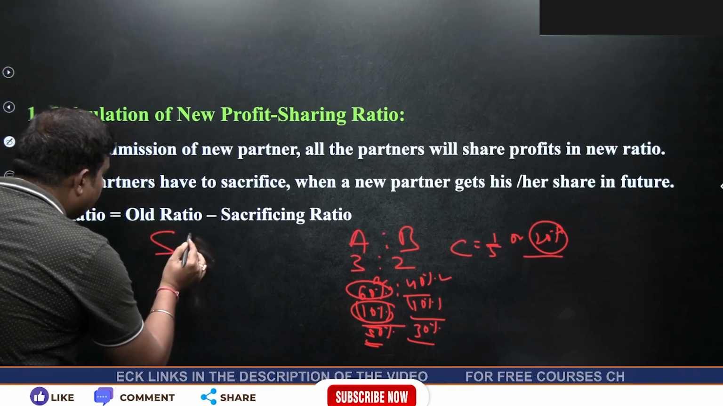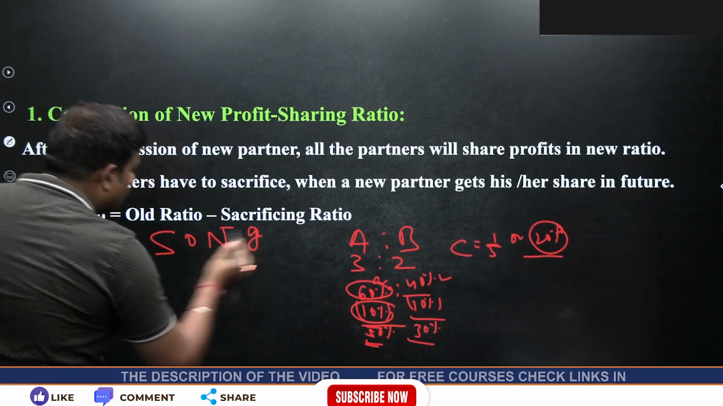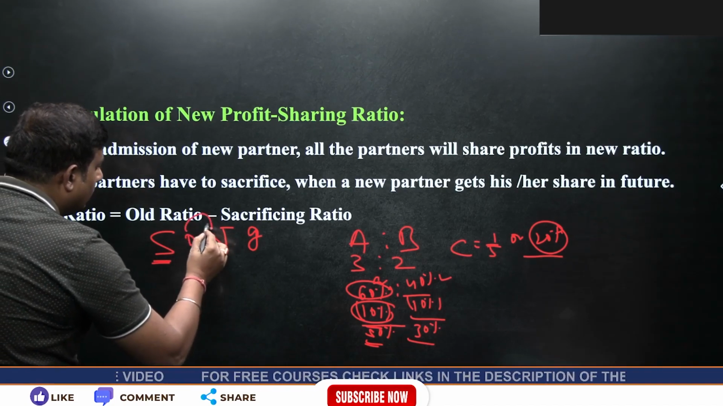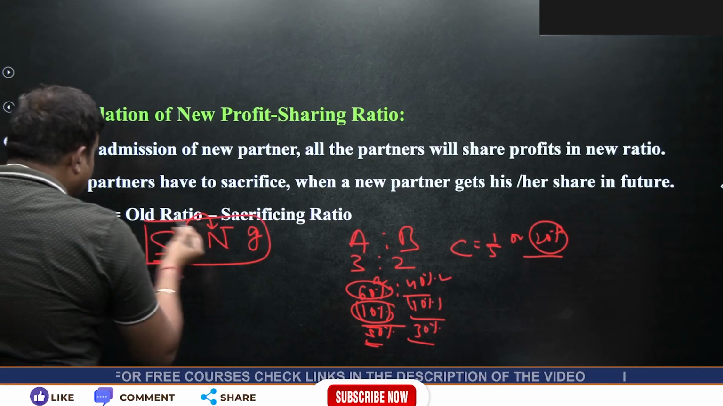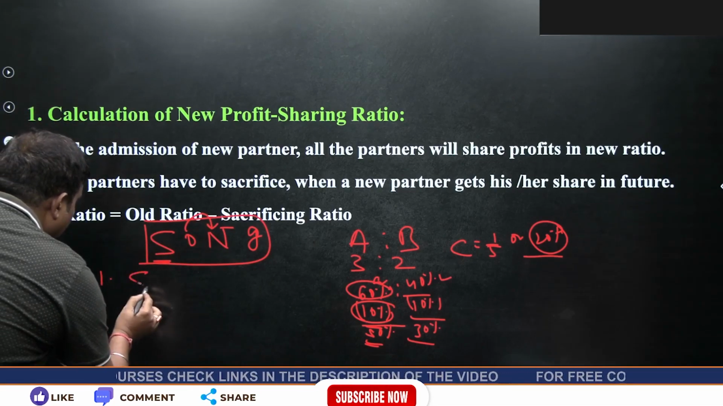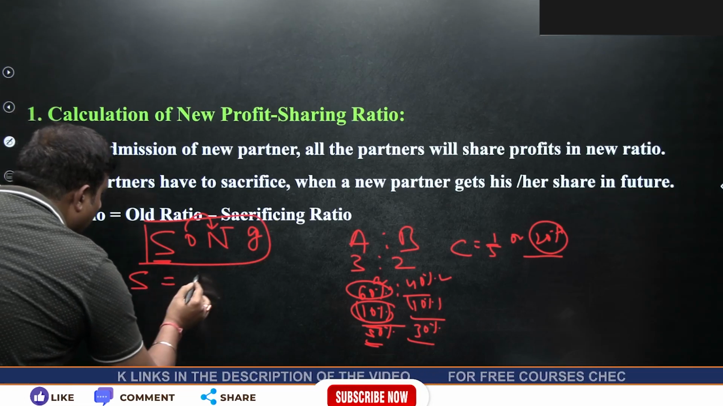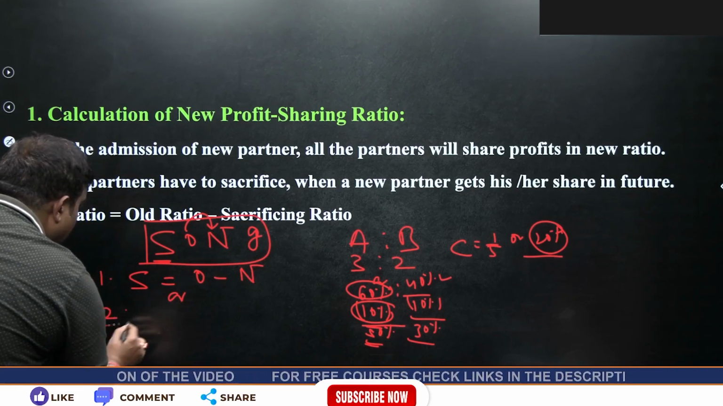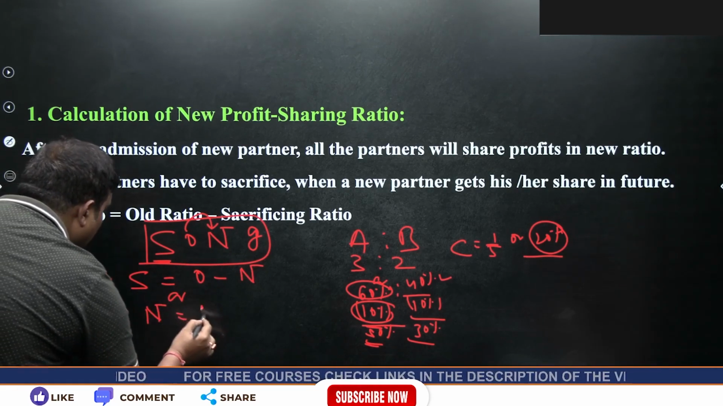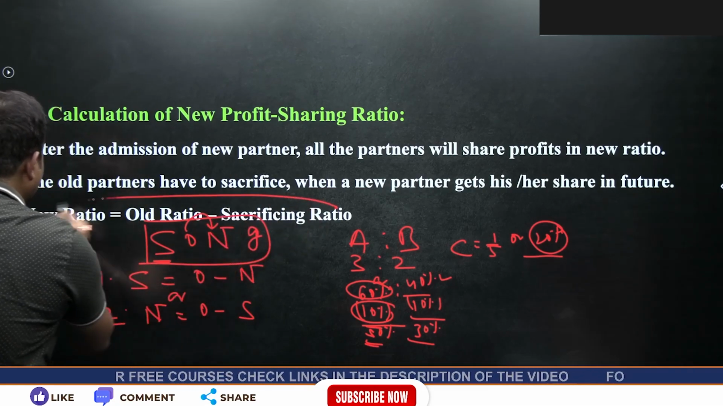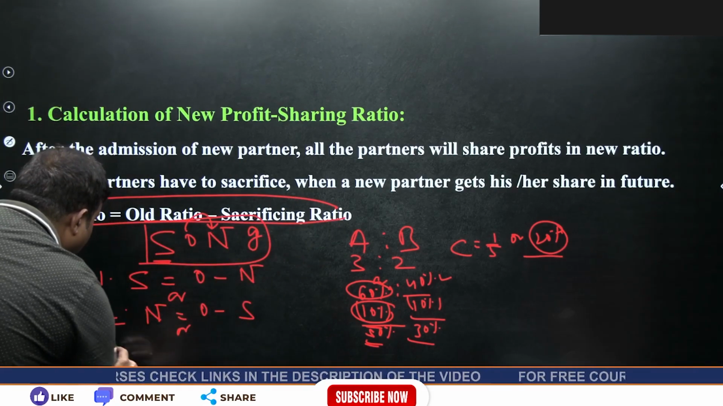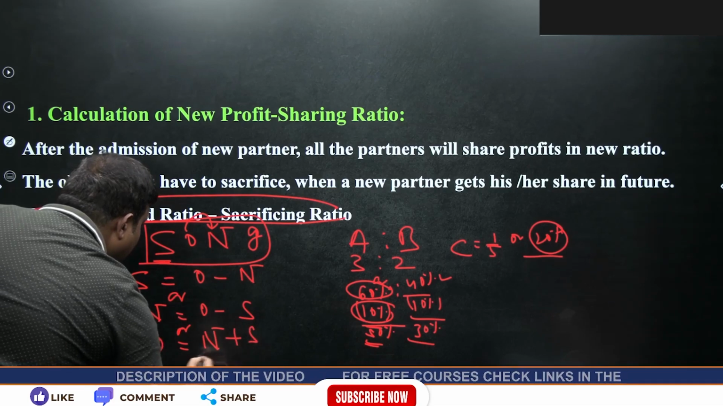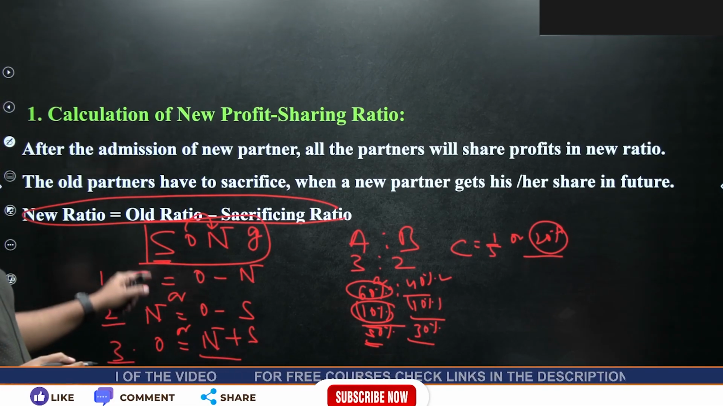To remember this, we have to learn one thing called SONG. What does it mean? S for sacrificing: while calculating the sacrificing ratio, the formula is old minus new. So we can easily derive three formulas from here. To ascertain the sacrificing ratio, the formula is old minus new. To ascertain the new ratio, it is old minus sacrificing. And to find the old share, the formula is new plus sacrificing. So you must remember these three options.